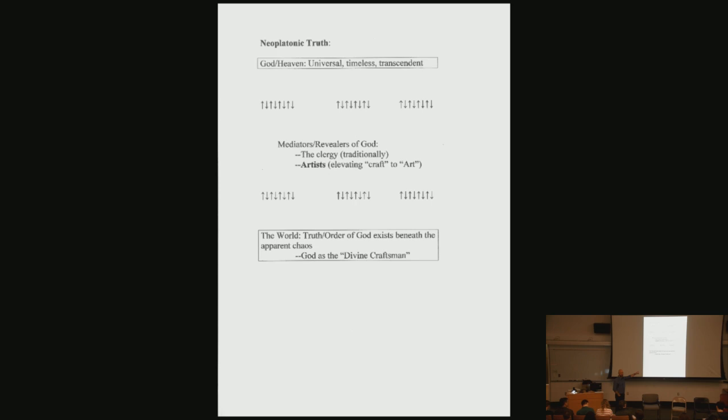Traditionally, the mediators, so the people that show you God's perfection or his divine knowledge in the world, were the clergy. If you wanted to know, in as much as it was possible to know, what the divine mind wanted from you, you'd ask your priest. Or let's put it this way, the closest person on earth to understanding God would be the Pope.